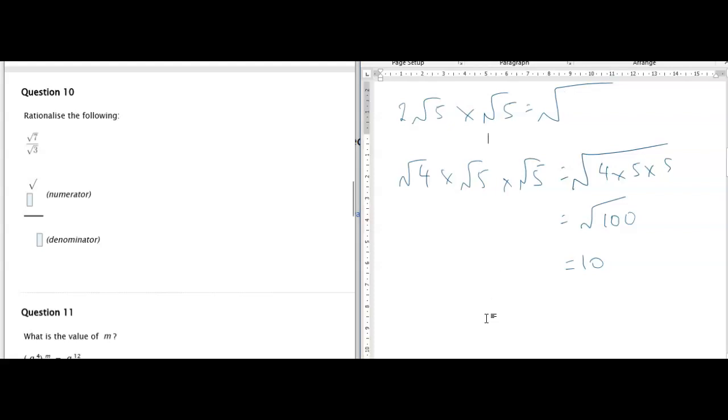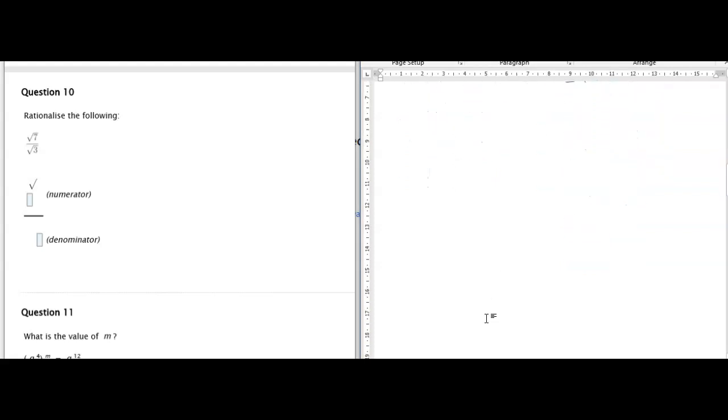Okay, let's scroll. Rationalize the following. So what it means by rationalize the following, because we never keep, no, what is that? It's on the eraser.